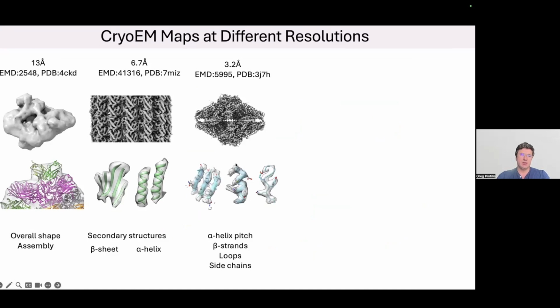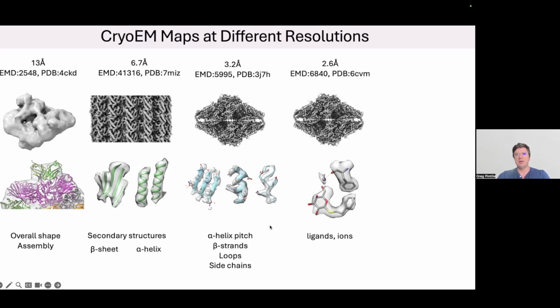At 3 angstrom resolution, we should be able to see individual strands separated in the map. We start to see the helix pitch, so you can see little indentations where the helix is curving. And then we can also see loops and side chains, especially the bulkier side chains. We might not see some side chains that are more flexible, or it could be radiation damage like this aspartate over here.